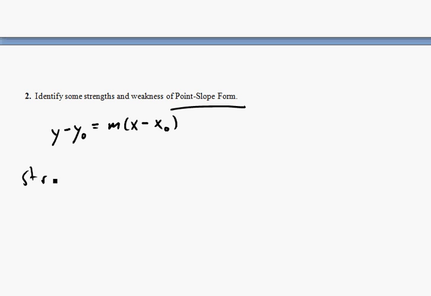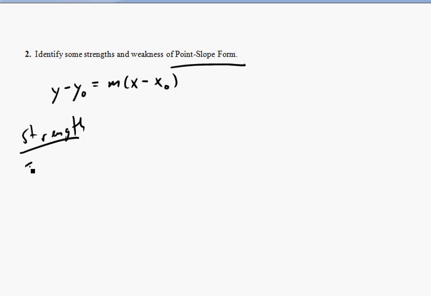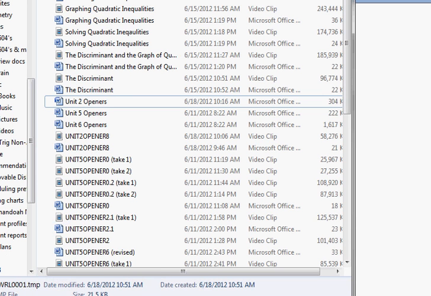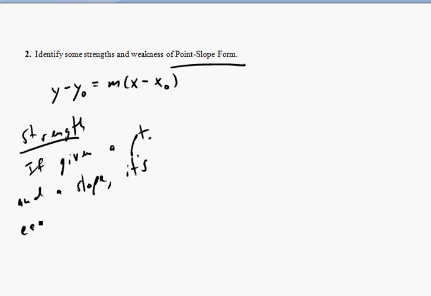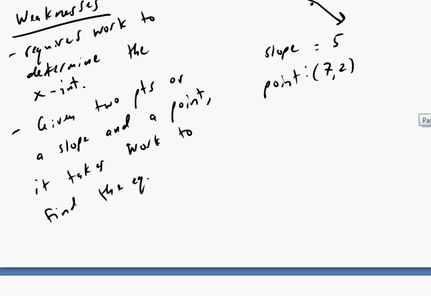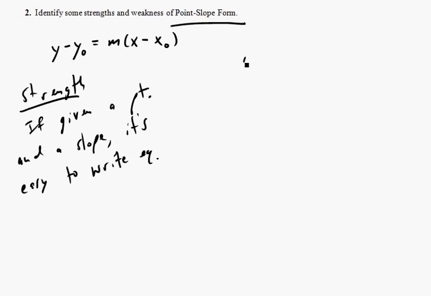So an obvious strength of point-slope form is if you are given a point and a slope, it's relatively easy to write an equation. So for instance, just a moment ago, I gave you the slope of 5 and a point (7, 2).